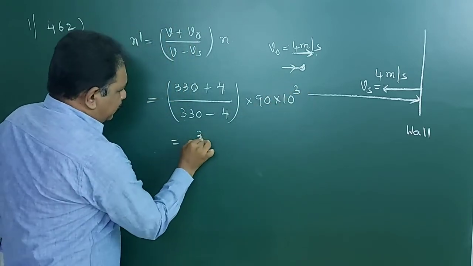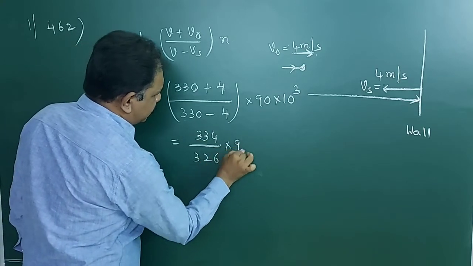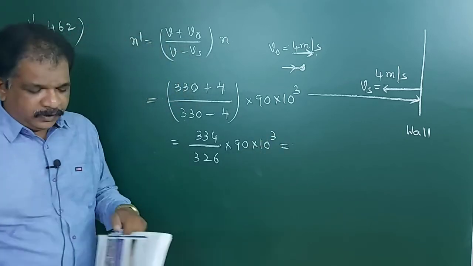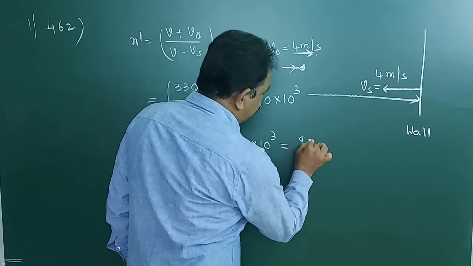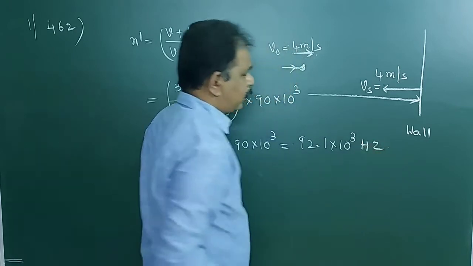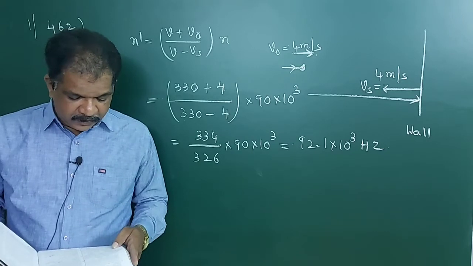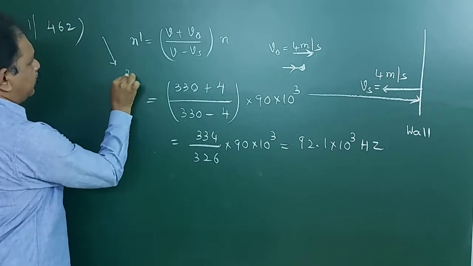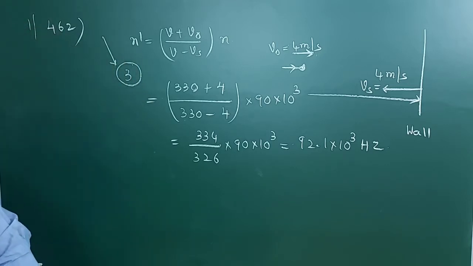So this will be 334 by 326, into 90 into 10 cube. If we calculate, finally this is 92.1 into 10 cube Hz. This is the formula. Like this we will get the answer. First question, it will be third option. Next, see the second one.